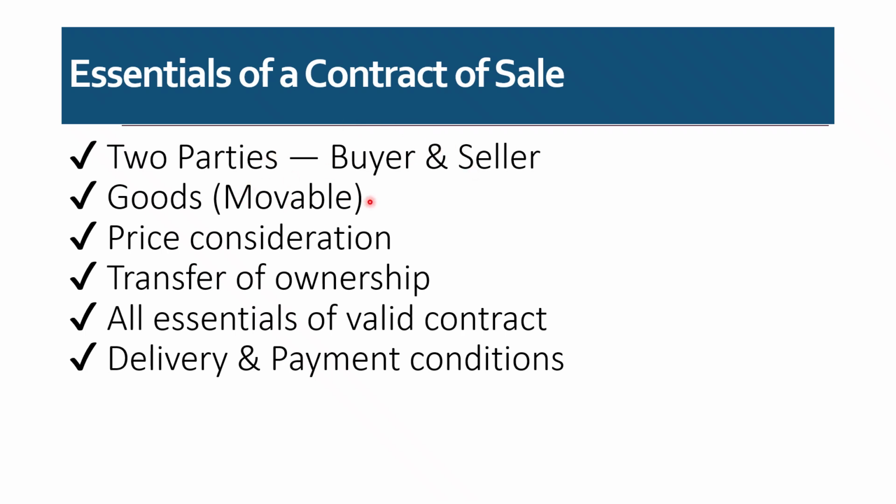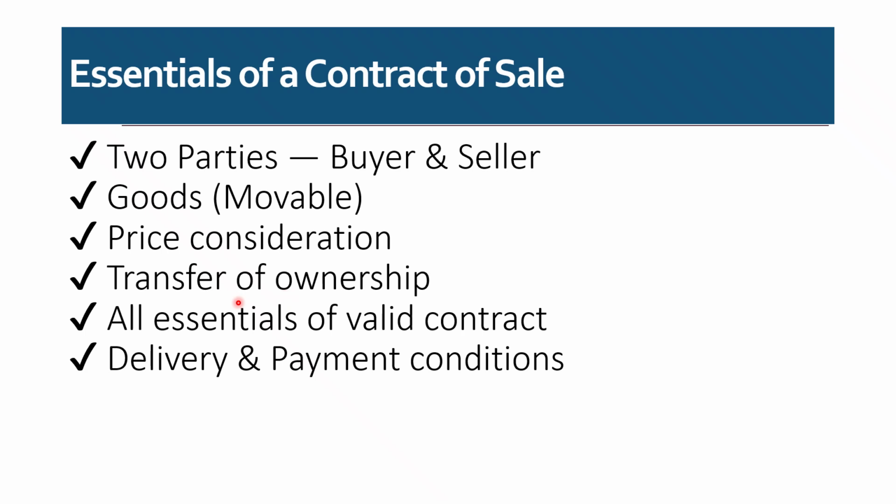The next one is goods. Only movable goods can be sold, not any service, not any land. Then is price consideration. The exchange must be for money. If you give a phone and get a laptop in return, then that is barter and not a sale. So these essentials are similar to the features of the sales contract.